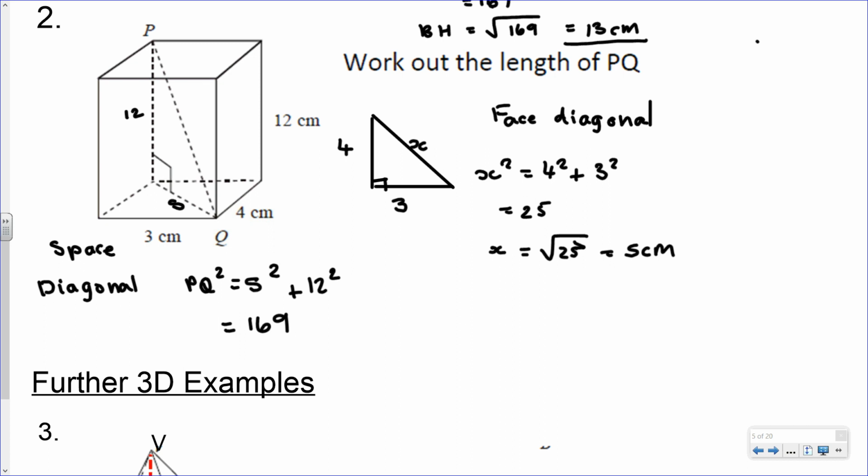And from there I can get my square root, which gives me the length PQ of 13 centimeters once again. There we are.